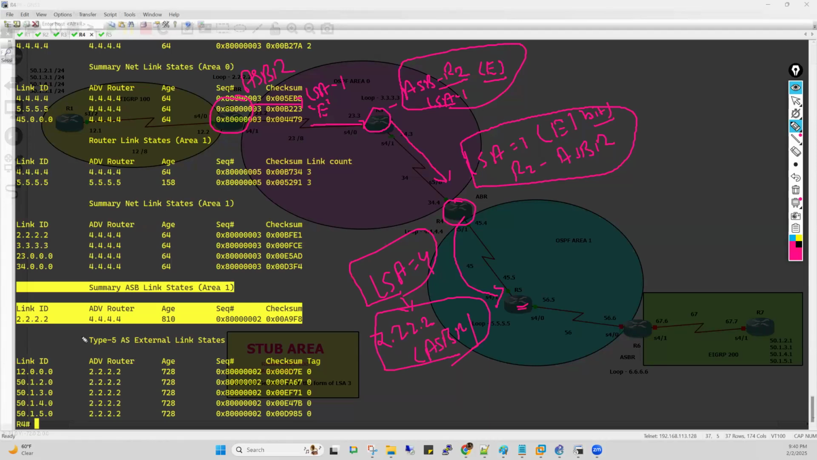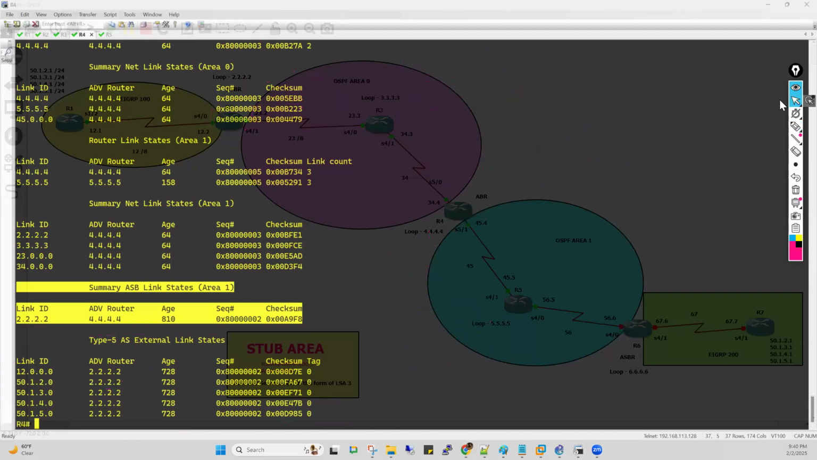Yes. And this is nothing. This is called type 5 LSA. What is this, guys? This is type 5 LSA. Clear? Tell me, is it clear? Yes or no? Clear? Now come to R5.